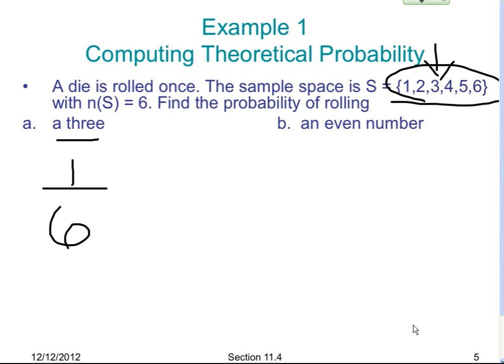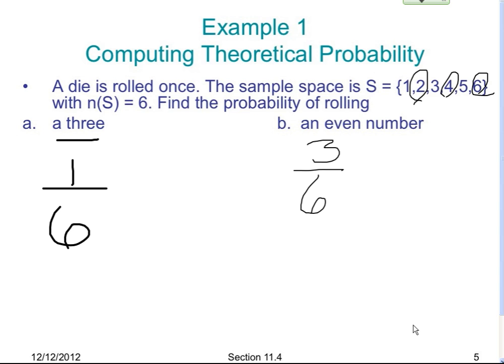What's the probability of rolling an even number? Let's go back to our sample space and look for the even numbers. 2, 4, and 6 are even numbers. So there are 3 different even numbers, which means there are 3 ways we can get an even number out of 6 total possible ways. And yes, you would reduce that to 1/2.